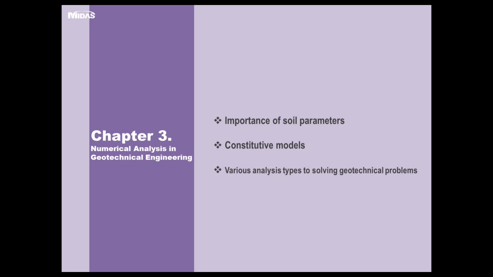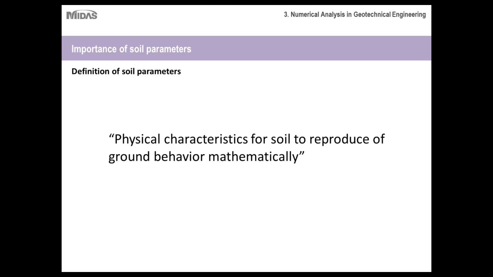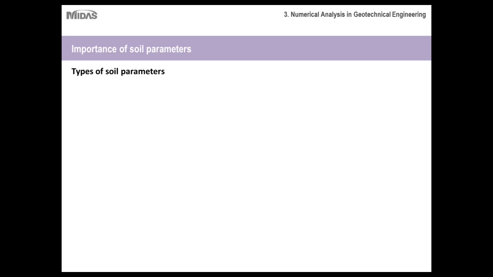Okay, so Chapter 3. Now we'll be discussing the importance of soil parameters, certain unique characteristics about soil that make numerical modeling essential. Constitutive models, various models that predict soil behavior that will be at your disposal, and also various analysis types for solving geotechnical problems. The definition of a soil parameter is simply a physical characteristic of a soil to reproduce the ground behavior mathematically. So it's essentially certain equations or relationships that have been developed mathematically to help you better predict how soil will respond under certain stimuli.